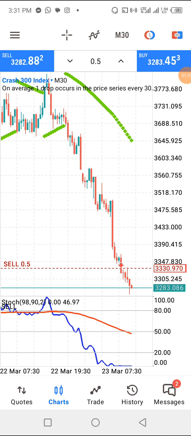So coming to this strategy, let me show you the setup, then also show you how you can use it to take buy and sell orders.